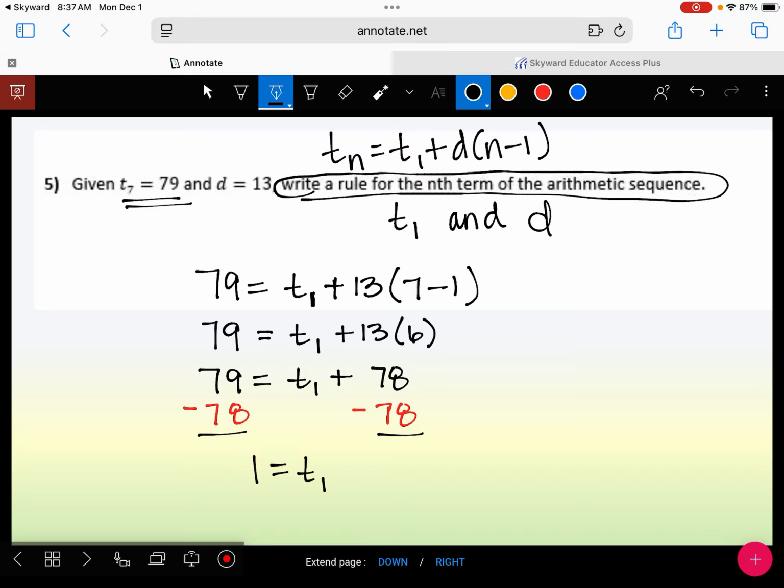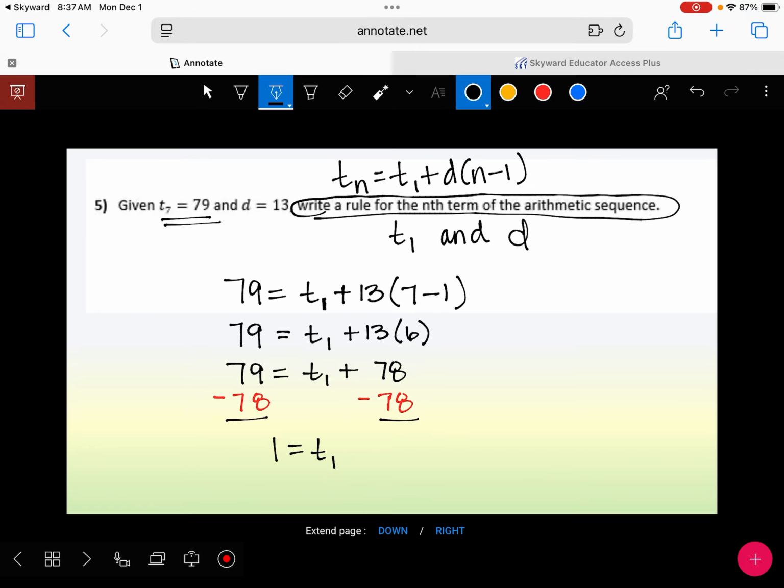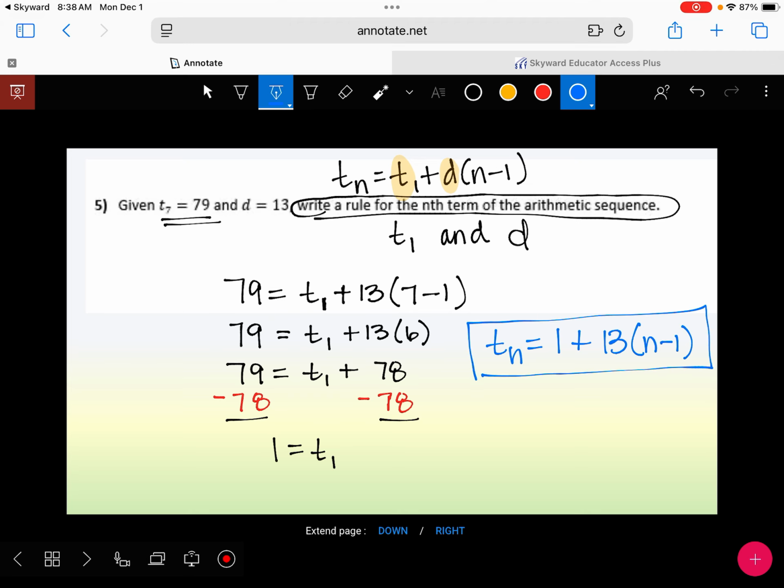All right, so now we know T1, so we can write our rule. Whenever we write a rule, we're just putting in these two numbers. So my rule would be T sub n equals 1 plus 13 times n minus 1. This is the rule. Once you have a rule, you can jump ahead. Like if I ask you what the 130th number would be, you could tell me what it is.